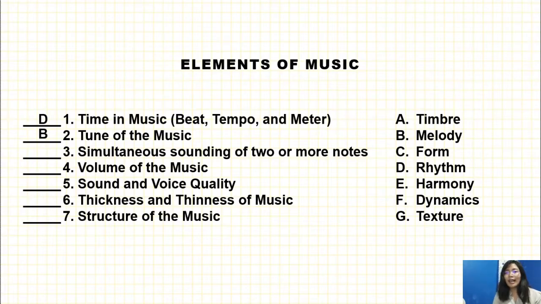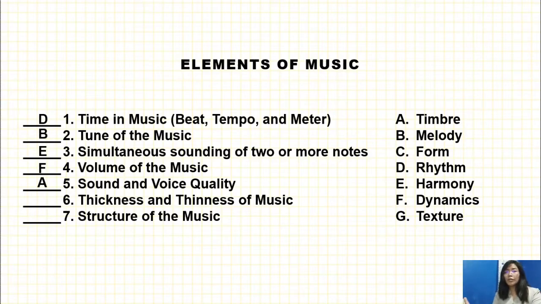The answer is letter E, harmony. Number 4, volume of music. It deals with the softness and loudness of music. Letter F, dynamics. Number 5, sound and voice quality. It deals with the voice register, for example, chest voice, head tone, nasal, and throaty. It is letter A, timbre.